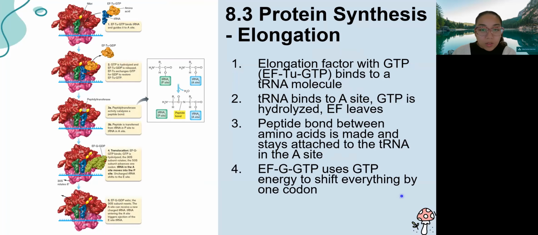And then another elongation factor comes by. So this one is elongation factor G with GTP. So again, coming with a molecule of GTP, and that GTP is cleaved so that energy is used. And this time the energy that's used is to create the shift. So let me go back to zooming in.